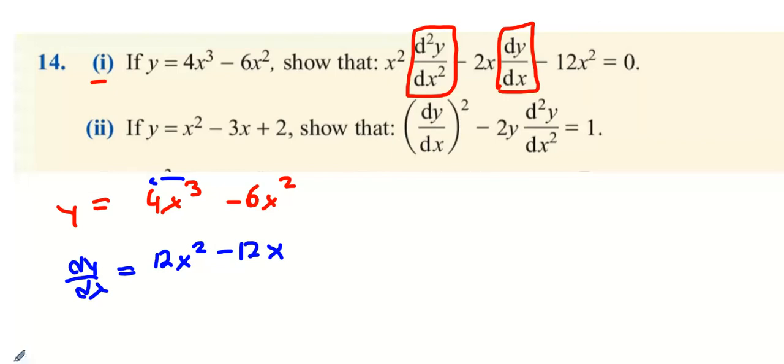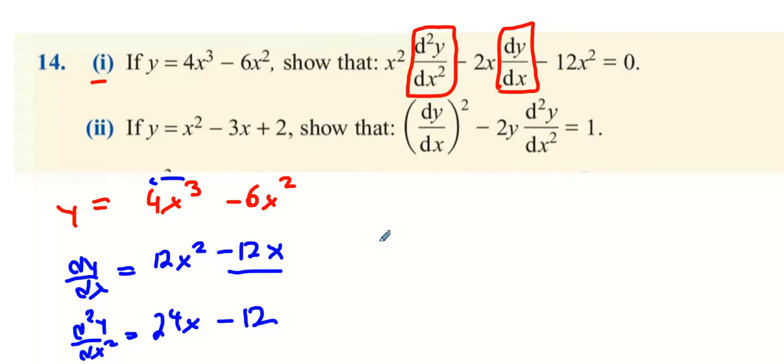And then you do the second derivative, d2y dx squared. And you go 2 times 12 is 24x, take 1 away from the power. And then what do we have when you differentiate minus 12x? You just get minus 12. Okay. Next thing we've got to do is throw all this into the calculator.